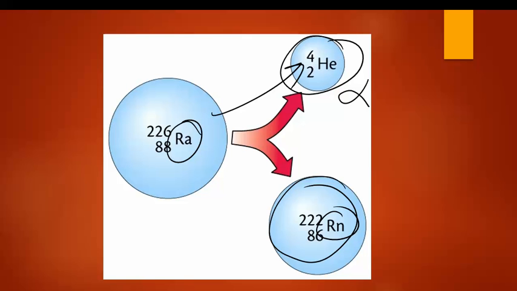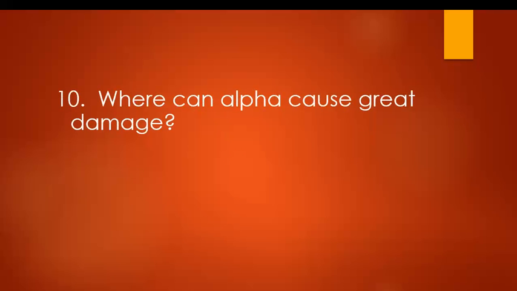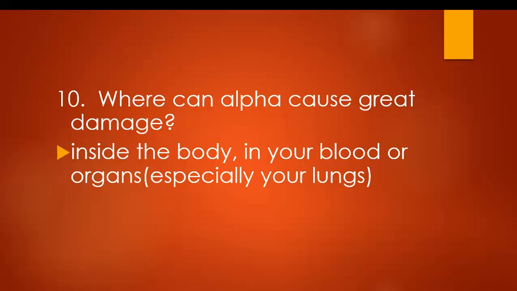The problem is, just like we said when we talked about Serenity, radon itself is radioactive. So we don't know when, we don't know why, but at some point, radon is going to blow up, giving off, I think, 2 protons, 2 neutrons. It could give off a beta. We'll see here in a little while. Where can alphas cause the most damage? Inside your body, in your blood or organs, especially your lungs.